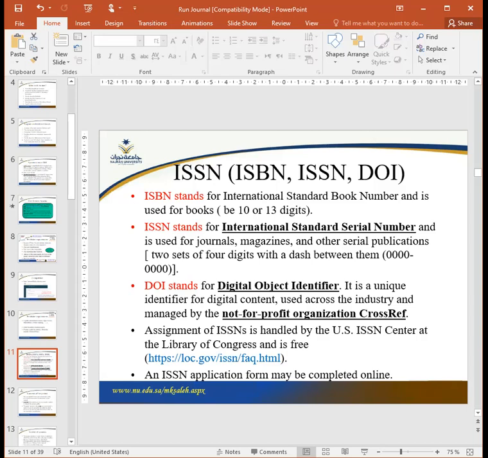And the assignment of ISSN is handled by the US ISSN Center at the Library of Congress, and it is free. You can just go to the link, loc.gov/issn, and start applying. Your application will be online, you will complete it online, and in case you publish your journal without the help of any publisher, this step is considered compulsory.